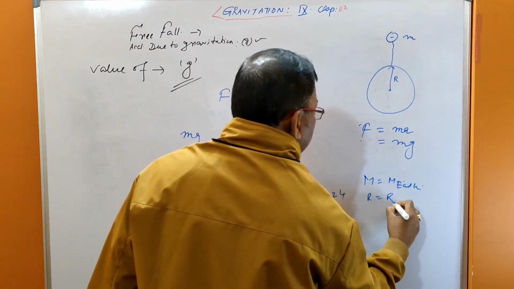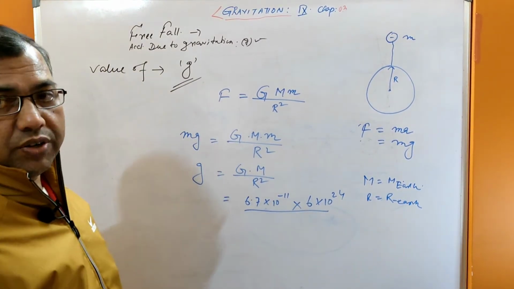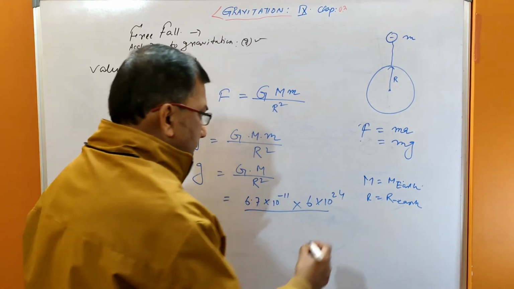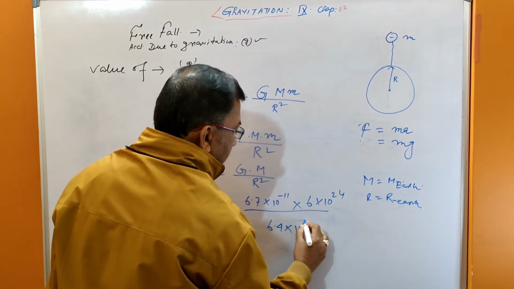R equals the radius of earth. What is the radius of earth? 6.4 into 10 to the power what? 10 to the power 6. Okay, radius of earth equals 6.4 into 10 to the power 6.